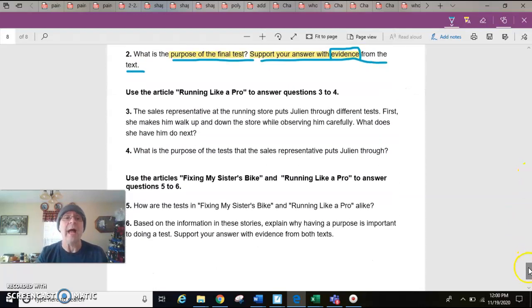So what you're going to do now is you're going to look at running like a pro and answer 3 and 4. Please send me your answers to these. I want to see how you approach them. Write them out in paper and pencil, what have you, whatever, okay? I just want to see how you answer it. All right? Look at this. What's the key word? What does she have him do next, right? You're going to have to look for these words.